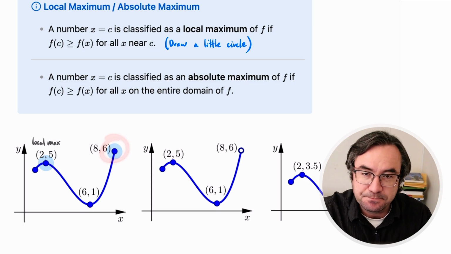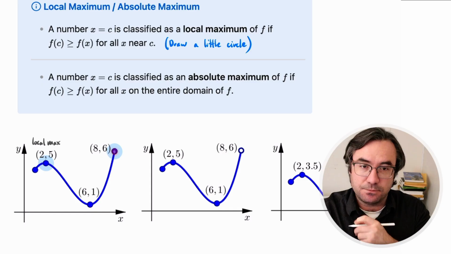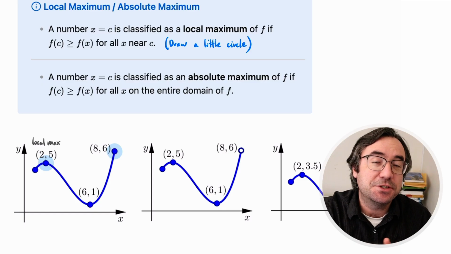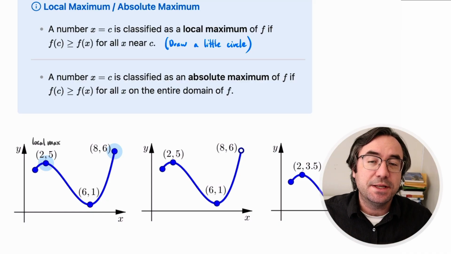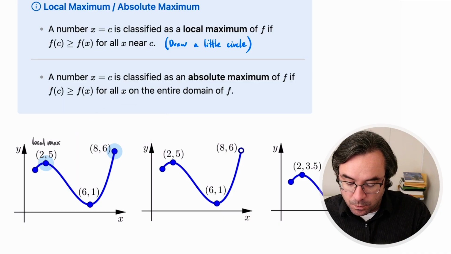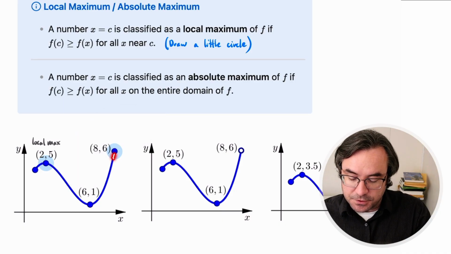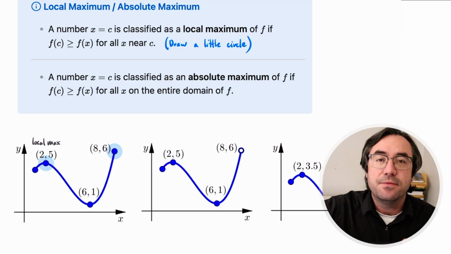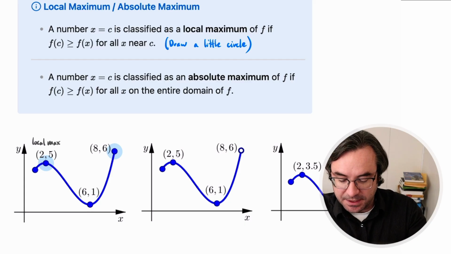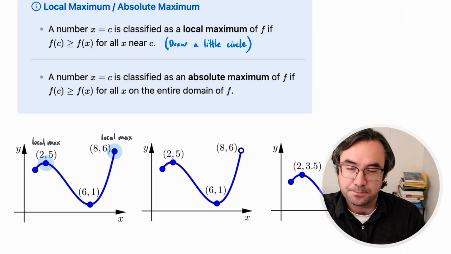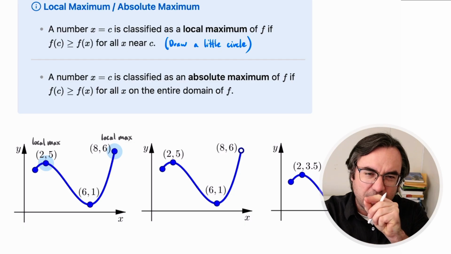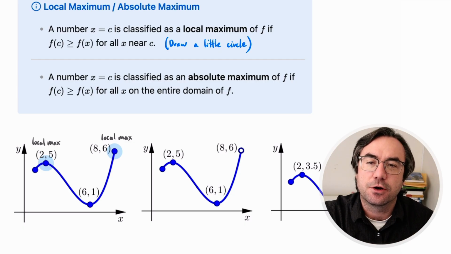Same deal over here. If we're thinking this is a local max, we compare it to all of the surrounding points inside this circle, and yeah, all those other points on our graph that are inside the circle are lower than that point. So this would also be considered a local max. Okay. So with local maxes, we're just looking at a little surrounding section of our curve.